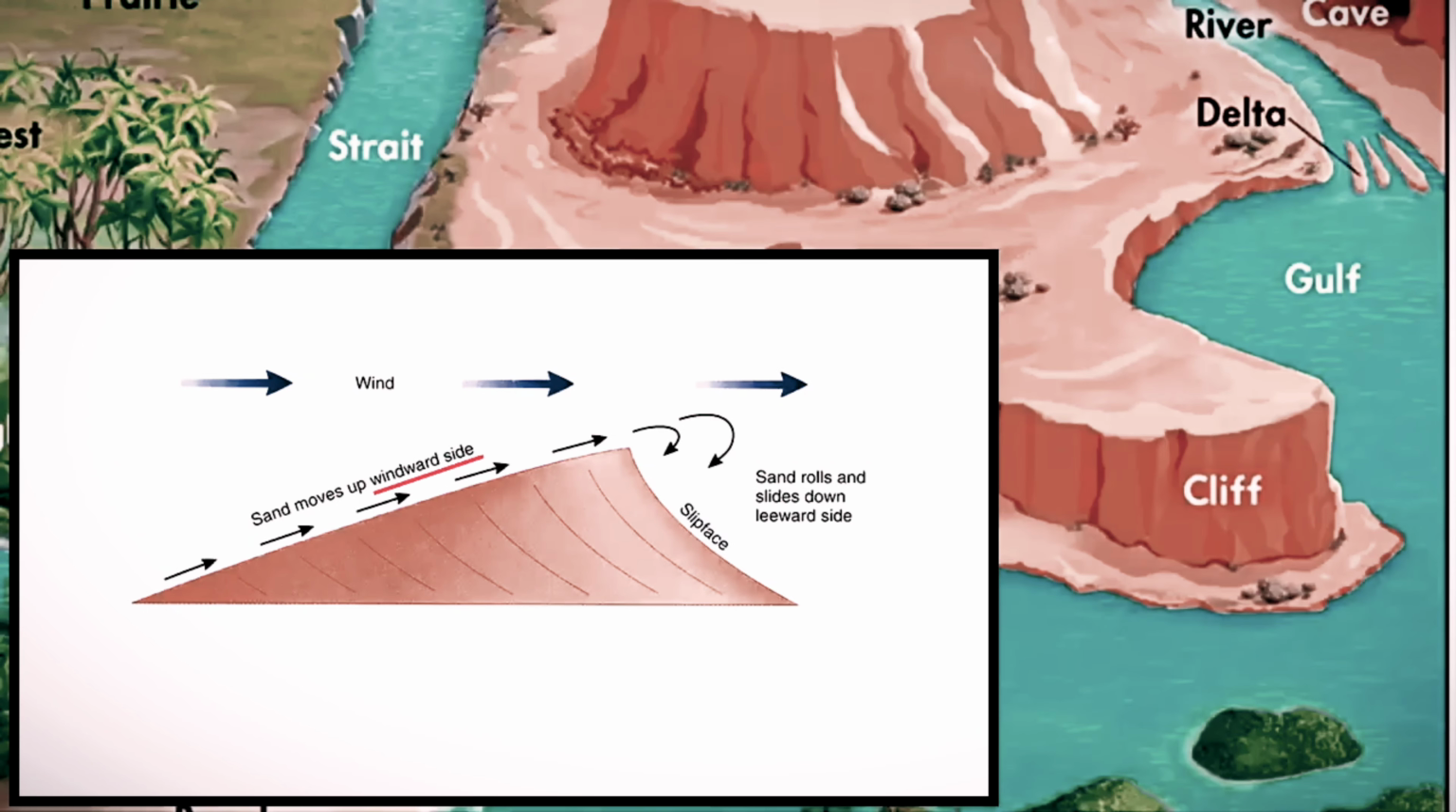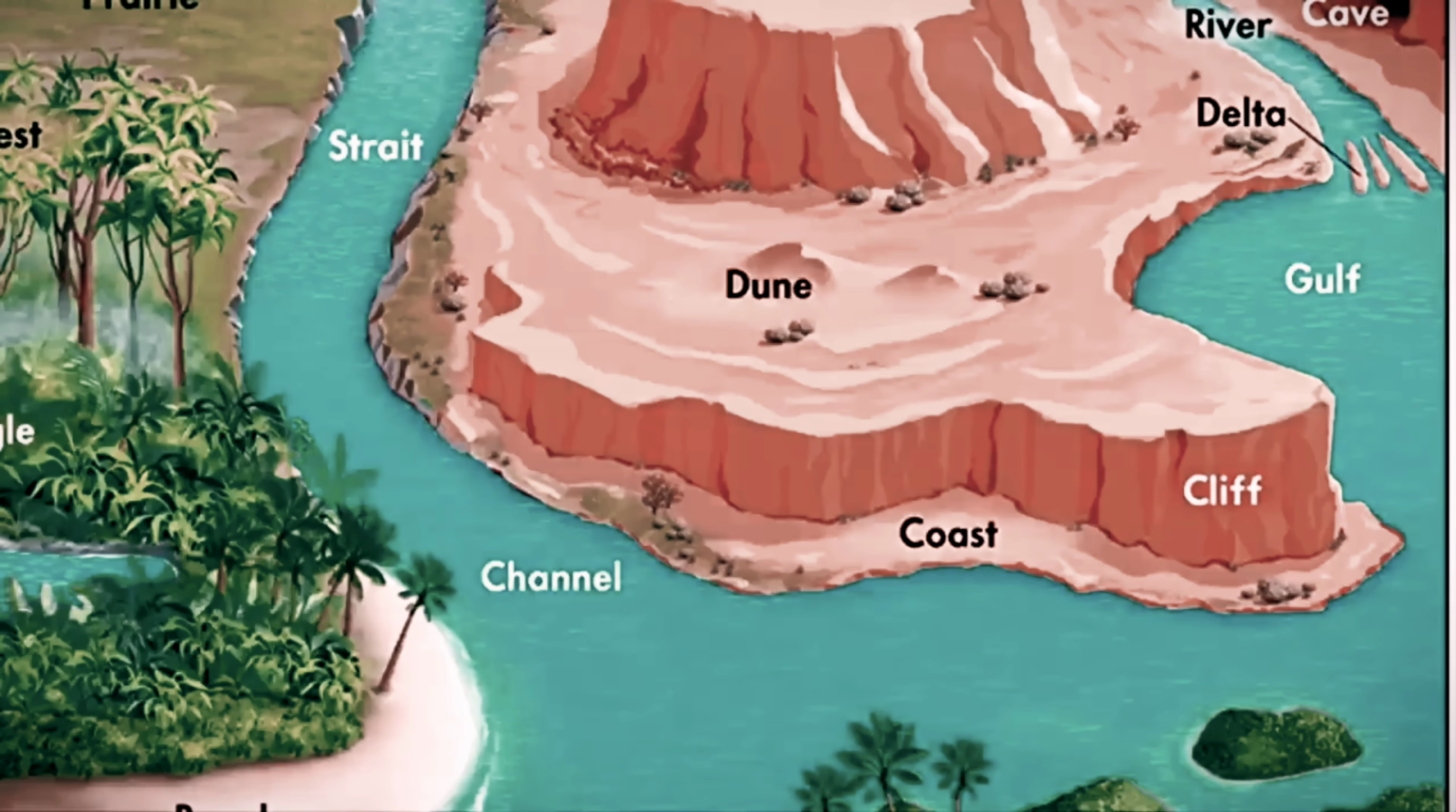Every dune has a windward side and a slip face. The windward side is the side where the wind is blowing and pushing material up. A dune's slip face is simply the side without wind. A slip face is usually smoother than a dune's windward side.